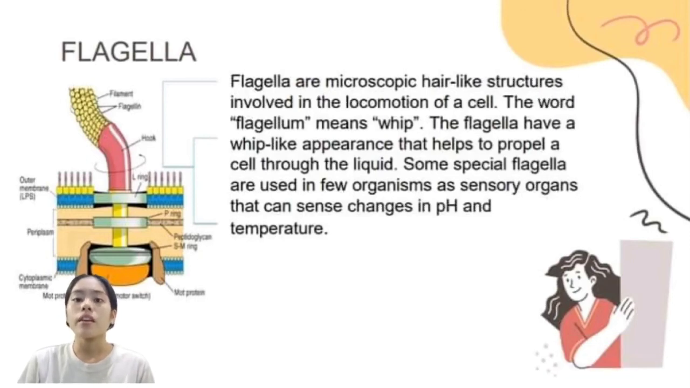Flagella are minute, hair-like features that let a cell move about. The word flagellum means whip. Flagella have a whip-like shape and aid in propelling a cell through fluids. Few species use unique flagella as sensory organs that can detect changes in pH and temperature. A flagellum of the type depicted can be found in bacteria such as E. coli. When E. coli and Salmonella swim, the bacterium rotates like a propeller.